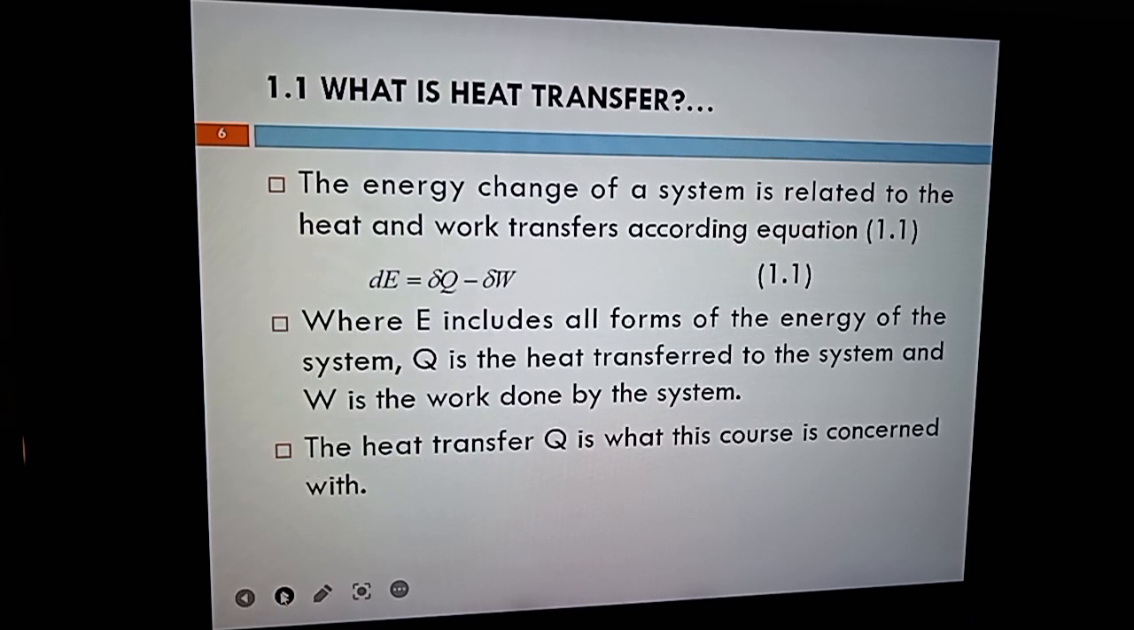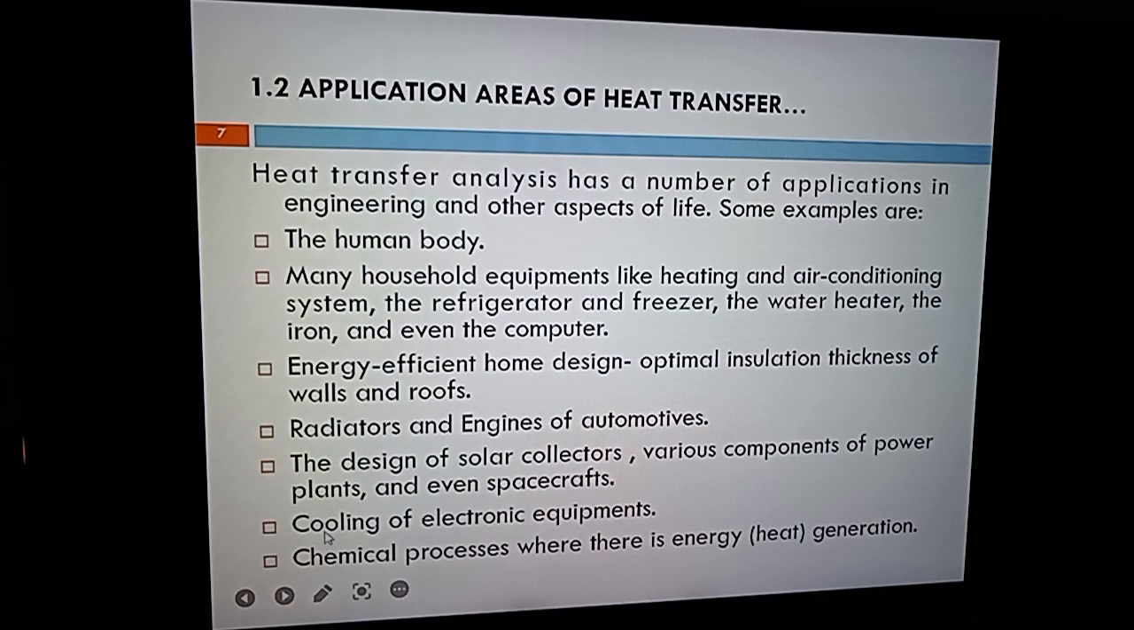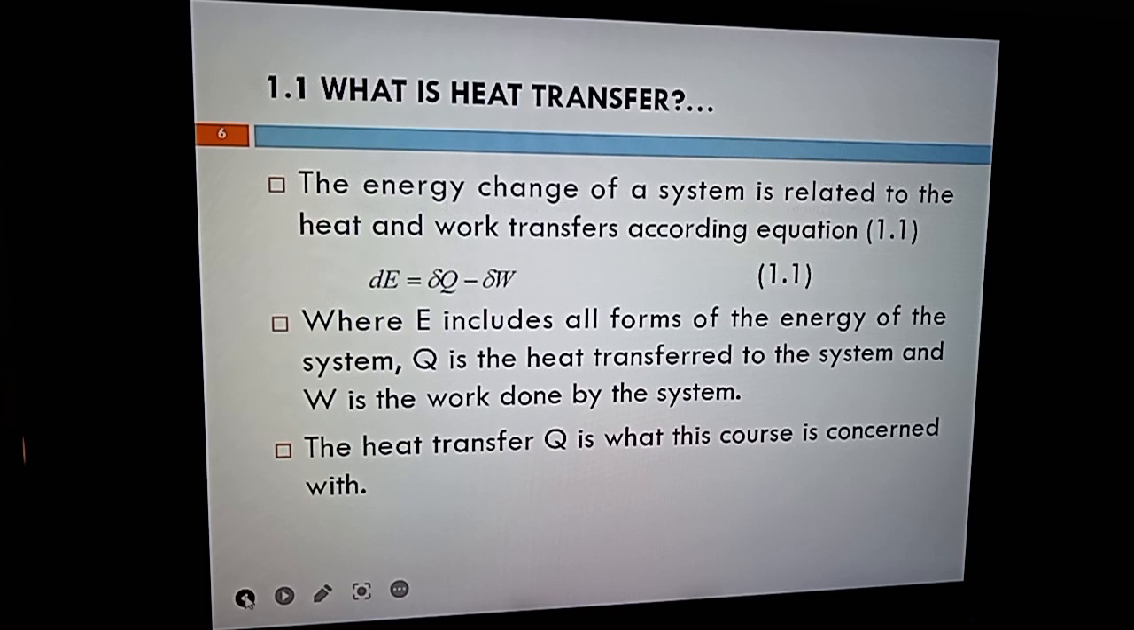The energy change of the system is related to the heat and work transfer according to this equation. This equation shows energy change is equal to heat transfer minus work done by the system. Q stands for heat transfer, W stands for work done, and E stands for energy.